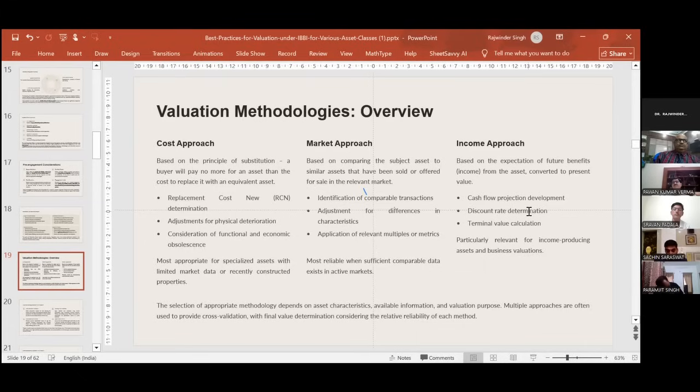So this approach is particularly relevant for income producing assets and business valuations. The selection of the appropriate methodology depends upon asset characteristics, available information, and valuation purpose. Multiple approaches are often used to provide cross validation, with the final determination considering the relative reliability of each method.